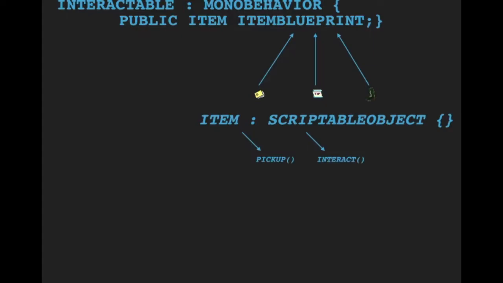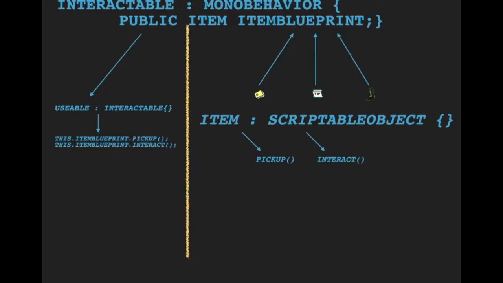When we call these, let's say we're going to create a new usable class deriving from interactable, and we're going to put this mono behavior on any item in our game that we want to be able to be picked up. Now, when we run the function, all we have to do is call this.itemBlueprint.pickup. This system makes it a lot more modular. It doesn't have to rely on each other.